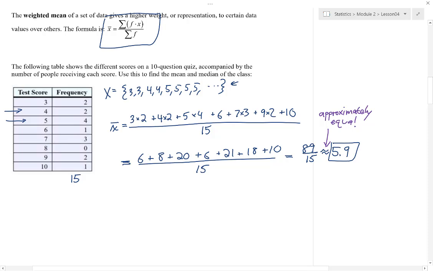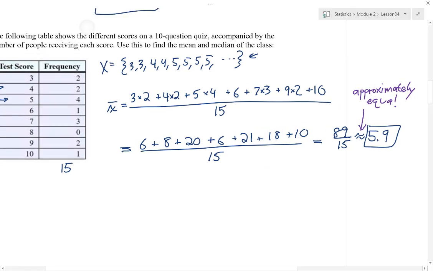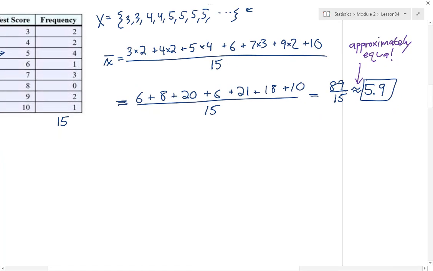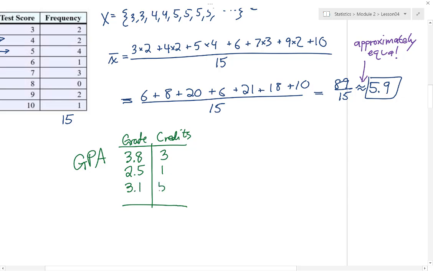The most frequent use of weighted mean is when you calculate GPA. So if you have a course where, let's say, I'm going to put all the grades in terms of numbers, higher credit courses count more. So you have a grade of 3.8 in a 3-credit course, 2.5 in a 1-credit course, and let's say 3.1 in a 5-credit course.